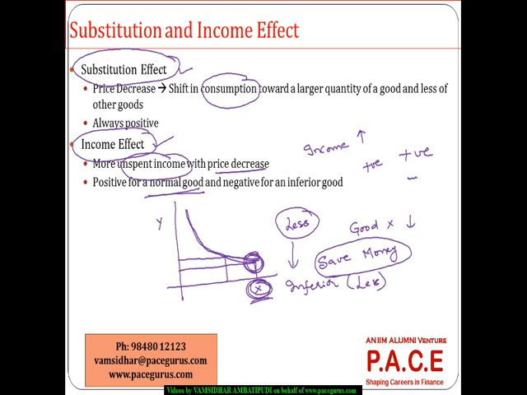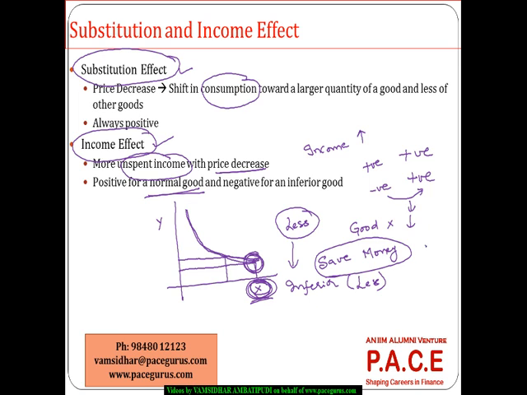But I can see a situation where the substitution effect is positive, but the income effect is negative, which means an inferior good. So I'll try to consume less of this X, but I'll start consuming more of Y with the additional money that I am able to generate. But it could be very much smaller compared to the substitution effect. Overall, it results in more of X only being consumed.